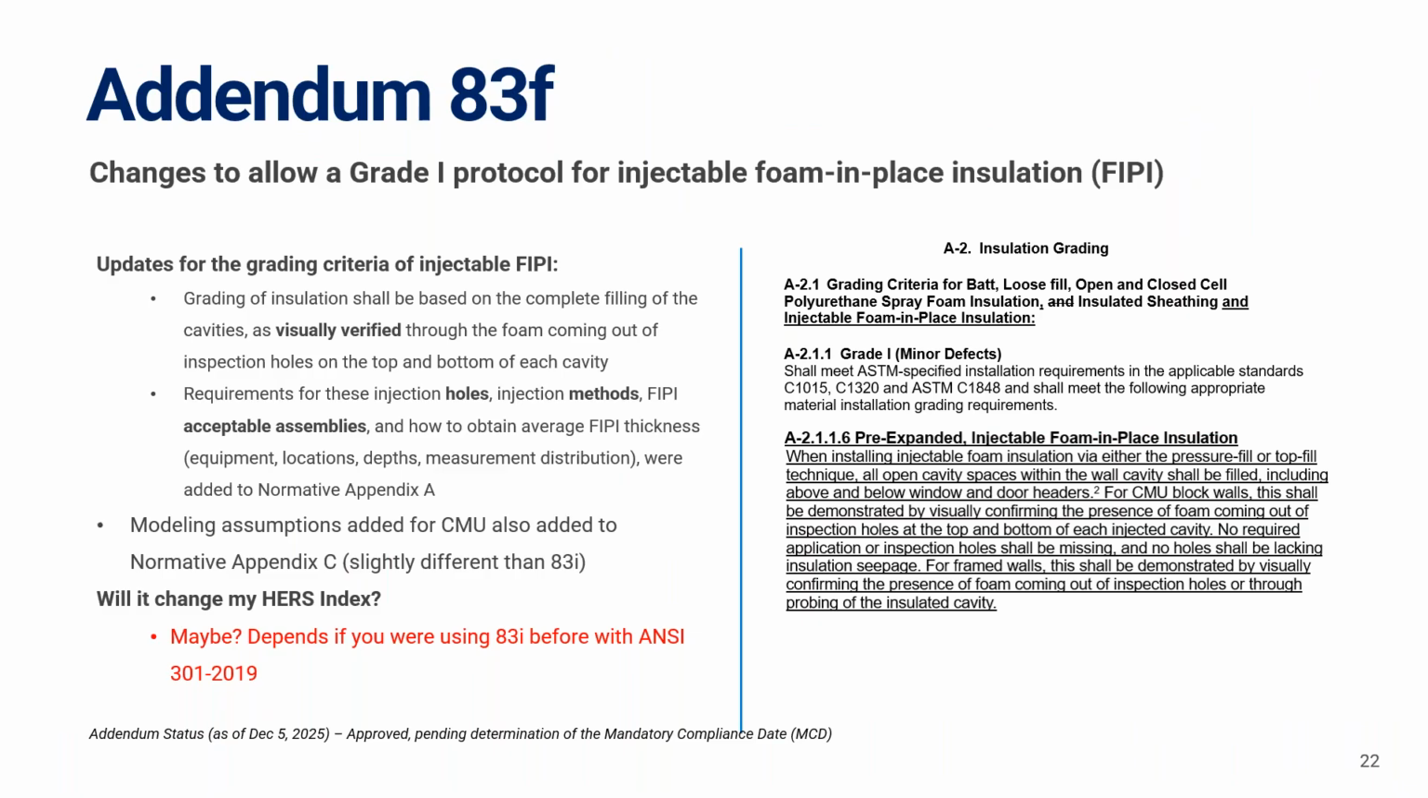So for those of you who are asking, will this change my HERS index, right? For many of you, you don't see this construction type in your neighborhood. So this probably does not affect you whatsoever. If you were doing this, you might notice small differences between the interim addendum and the final addendum. Whether that changes your HERS index, you would have to check that once it's in your software. But there shouldn't be a strong change between the 83I and the 83F.